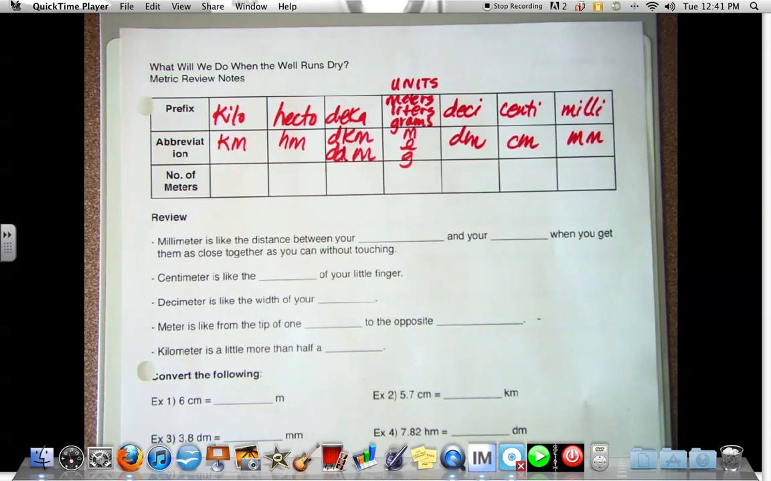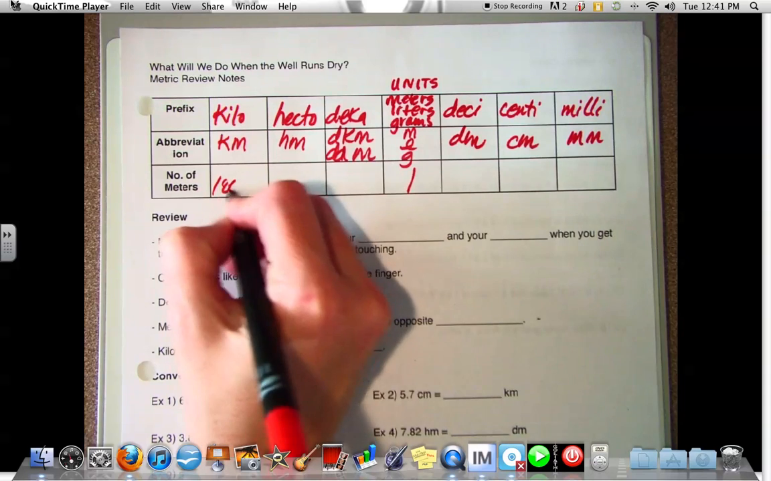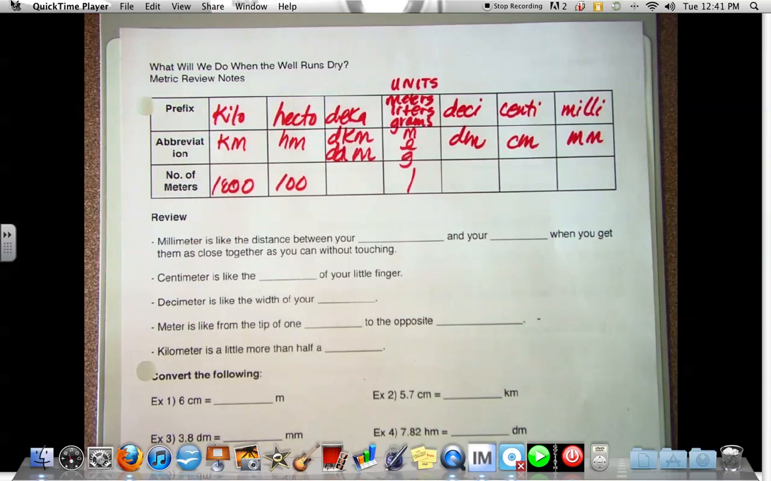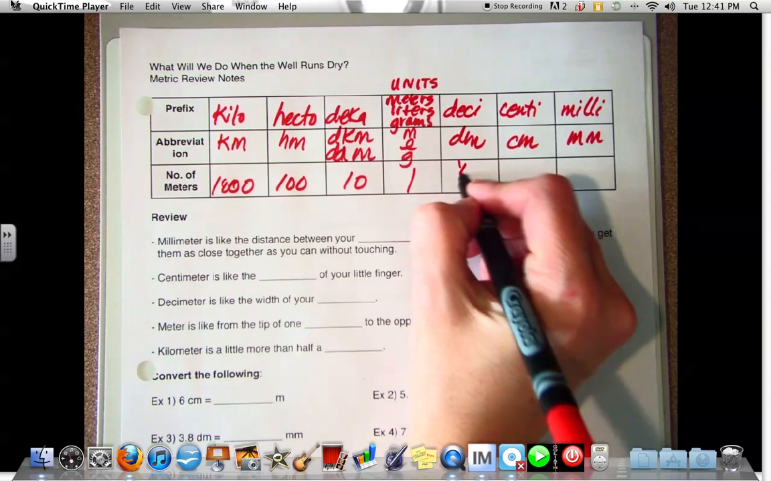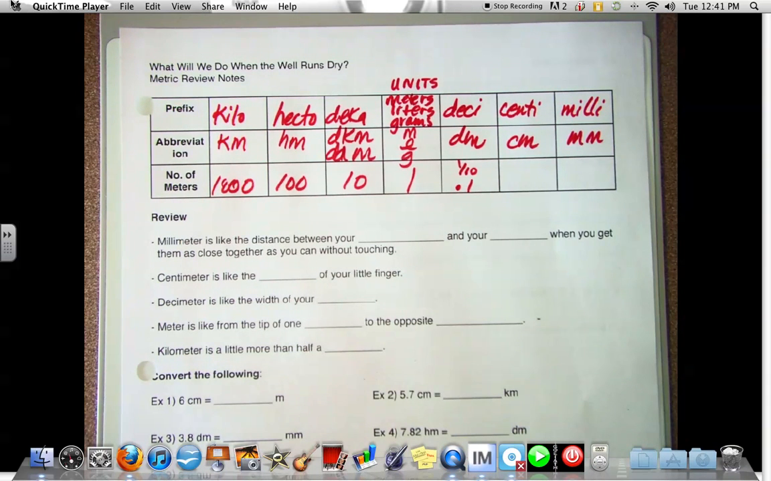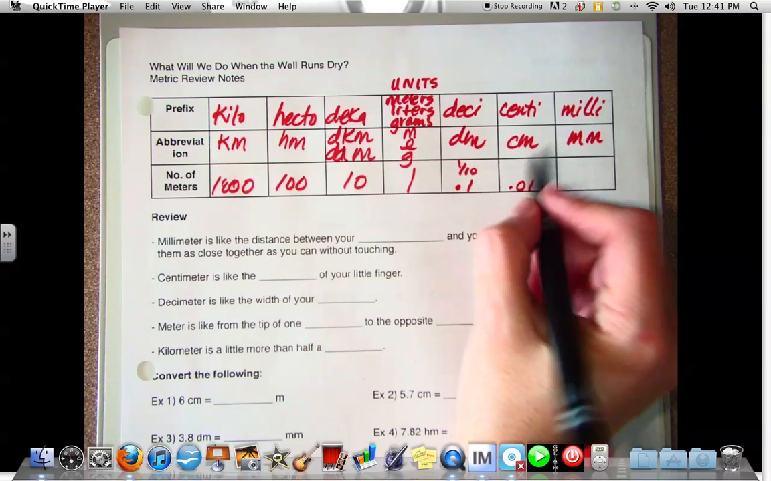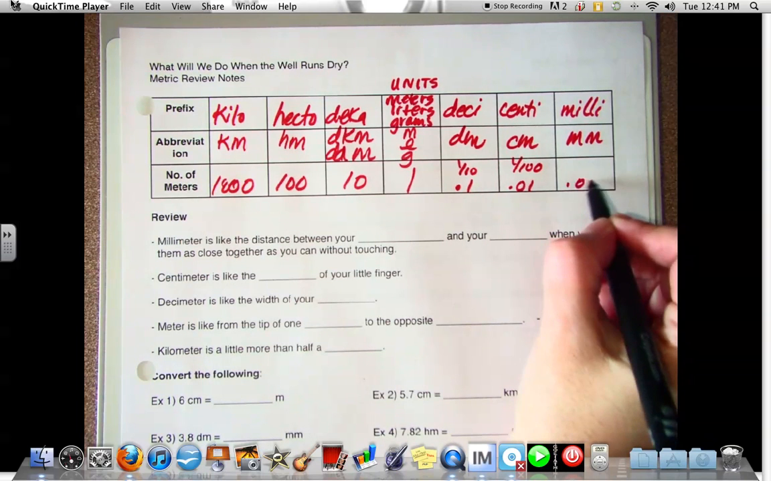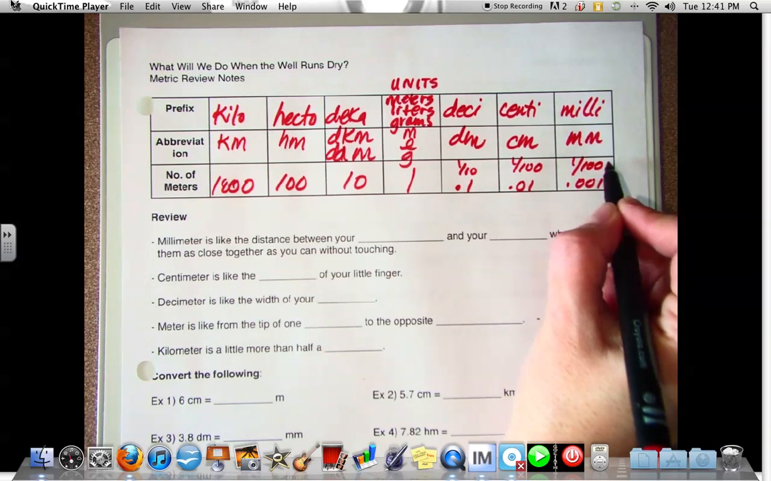All right, the number of meters. There's 1 meter in a meter. How many meters in a kilometer? 1,000. Hectometer. Decameter, 10. All right, so what portion of a meter is a decimeter? 1/10. You can write it as 1/10 or 0.1. Centimeter? 0.01, or 1/100th. Millimeter? 0.001, or 1/1,000.